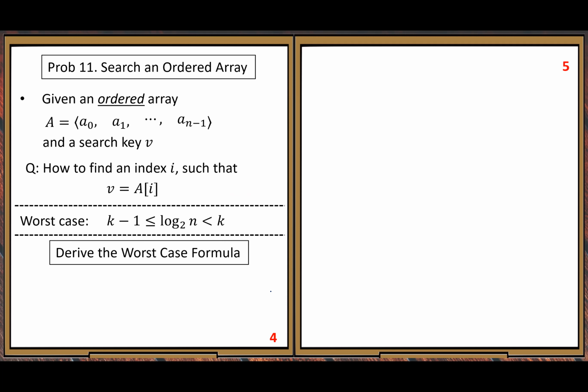Here we derive the worst case formula. The best case is one comparison: after one comparison, we find the solution. But in the worst case, we need to do many comparisons until there is no comparison needed. So for that k, let's find it. This formula can be translated to this formula easily, right? You move some numbers from left to right, and you get this equivalent inequality.